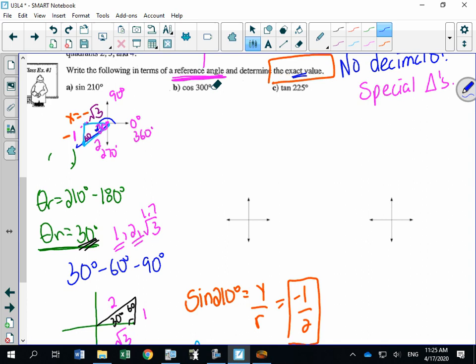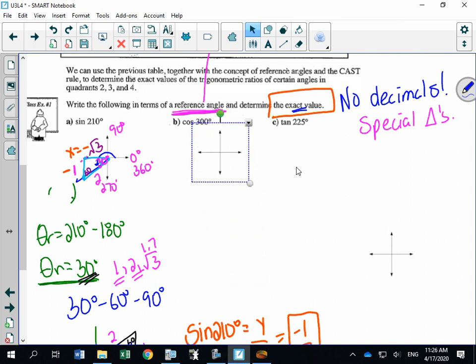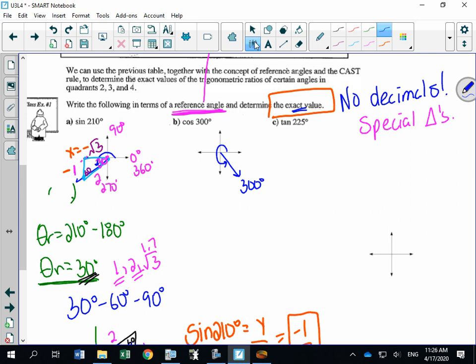Cos of 300 degrees. We need to find where that rotational angle is. So draw yourself a little Cartesian plane and let's put in cos of 300 degrees. That would be in quadrant 4, right? So my rotational angle would be this, 300 degrees. So the first step is draw your rotational angle. Second step is to draw your acute triangle. So that would be my acute triangle.